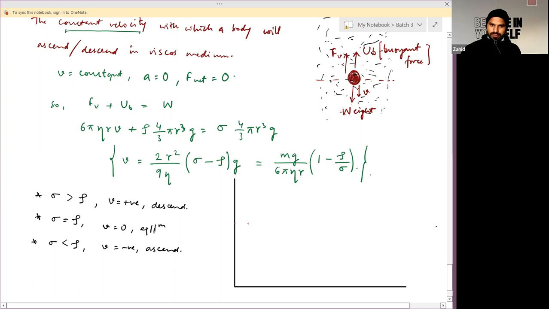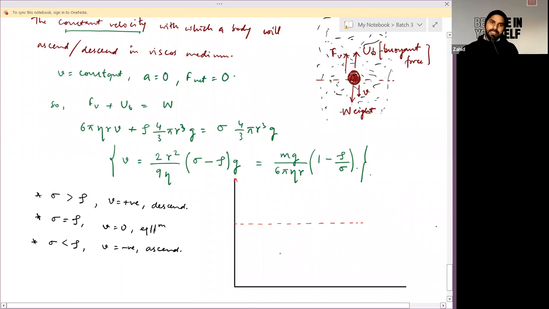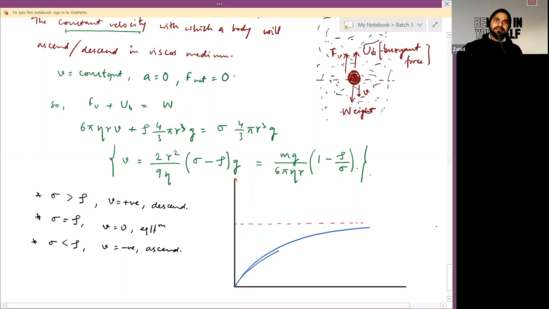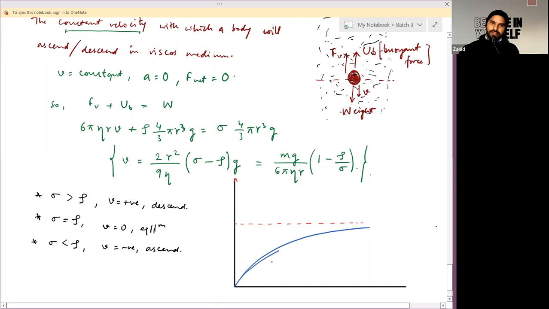Suppose this is your terminal velocity, constant velocity. If you drop a body in a viscous medium, it may attain terminal velocity after some time or after some height. So the graph for that will be like this. In this part, initial velocity is 0, which is smaller than its terminal velocity.